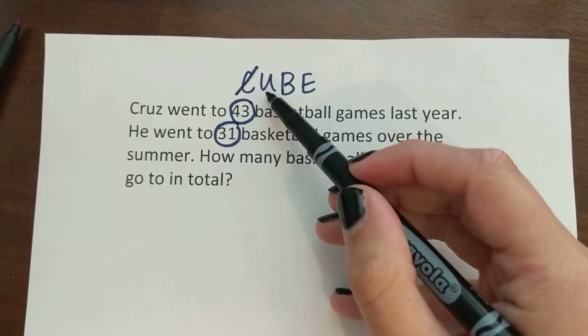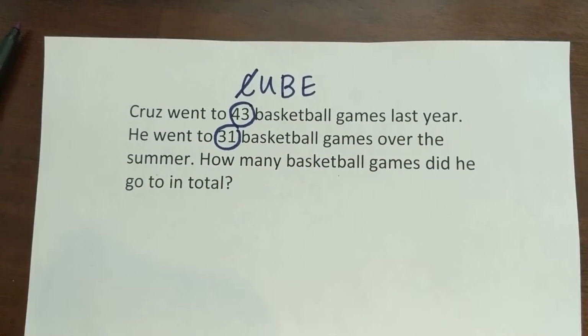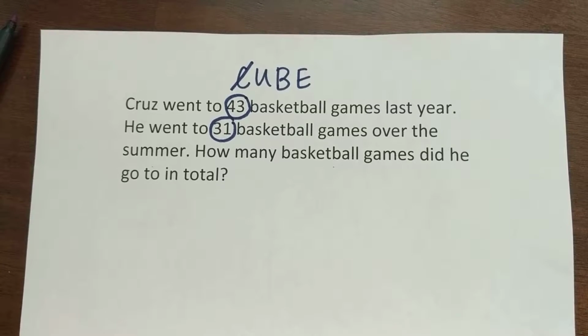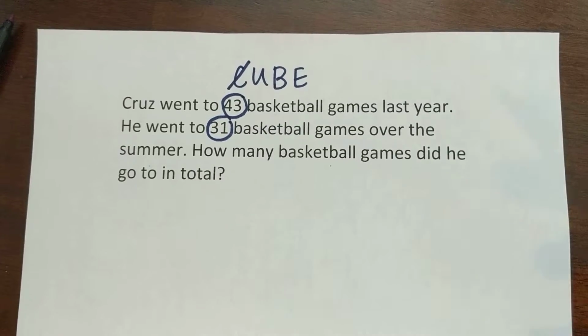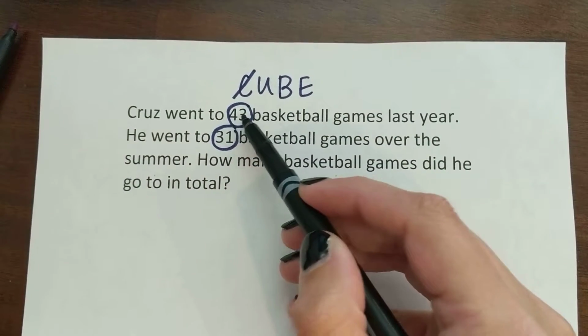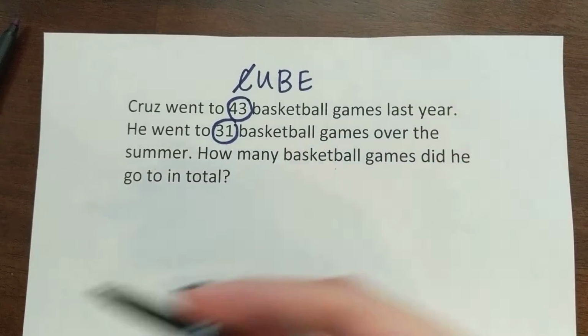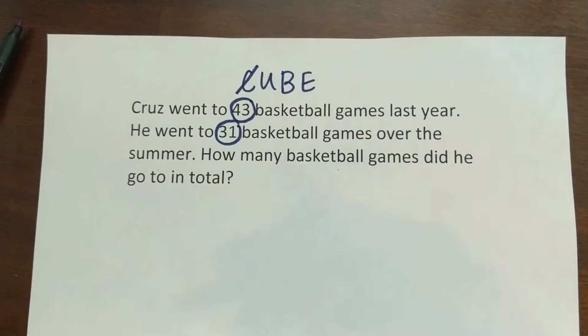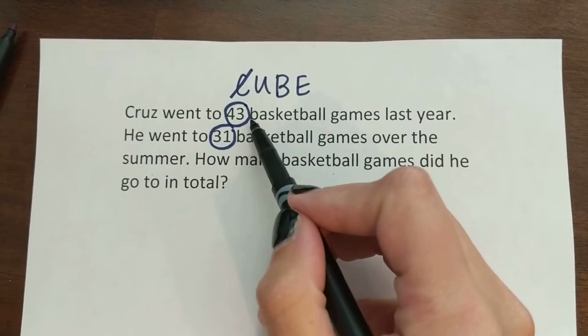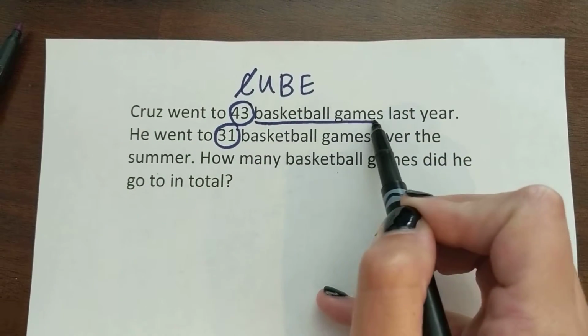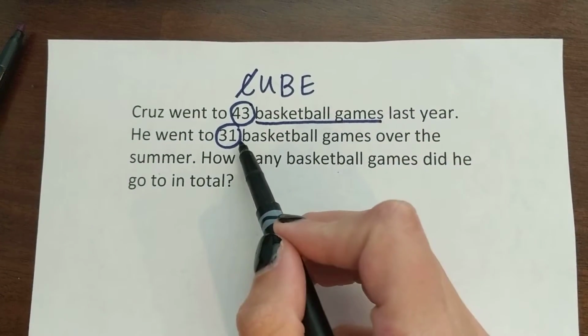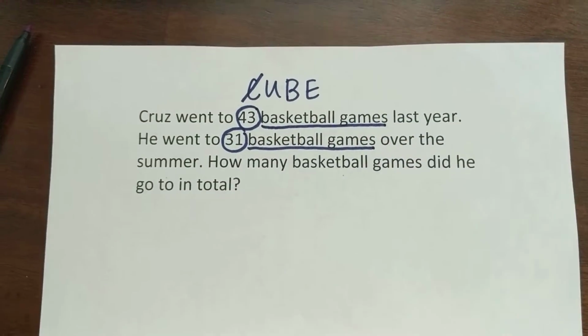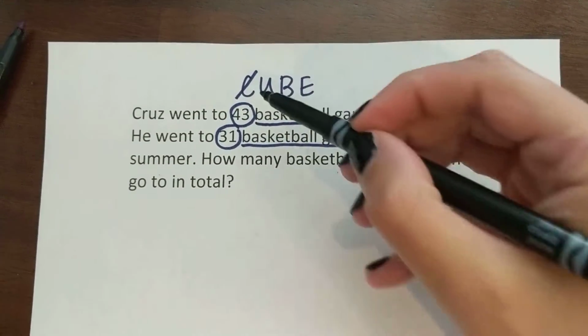U stands for underline the units. I usually am able to help students figure out what the units of the problem are by asking something like, 43 what? What are they talking about here? 43 items, 43 people. Students are able to identify that they're talking about basketball games for both of the numbers. So the units for this problem is basketball games.